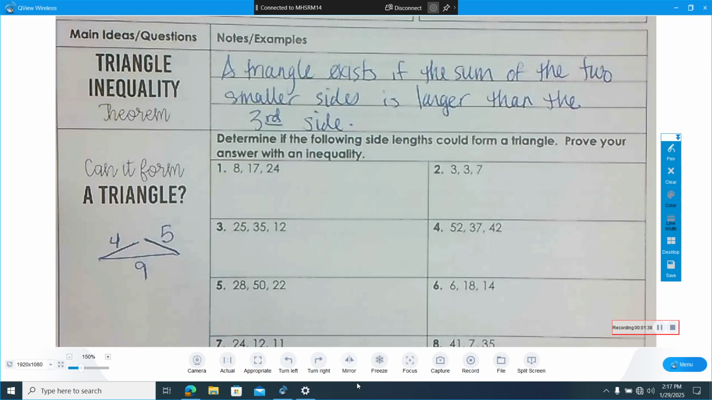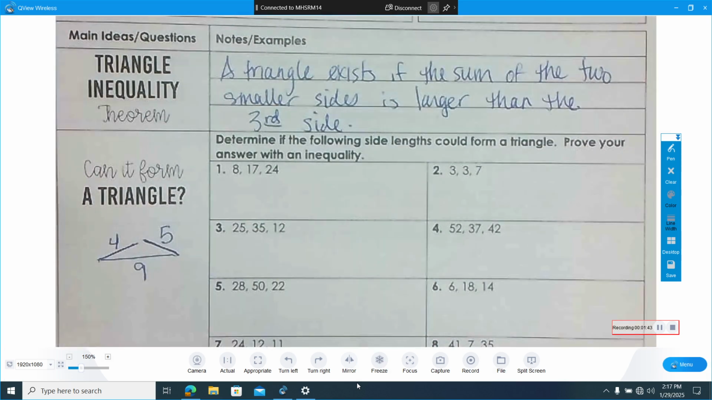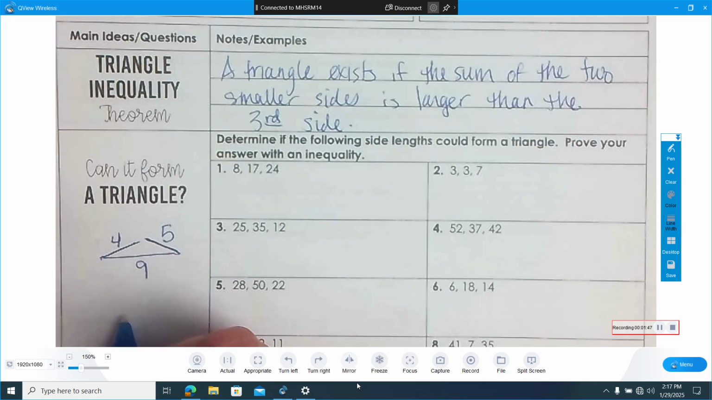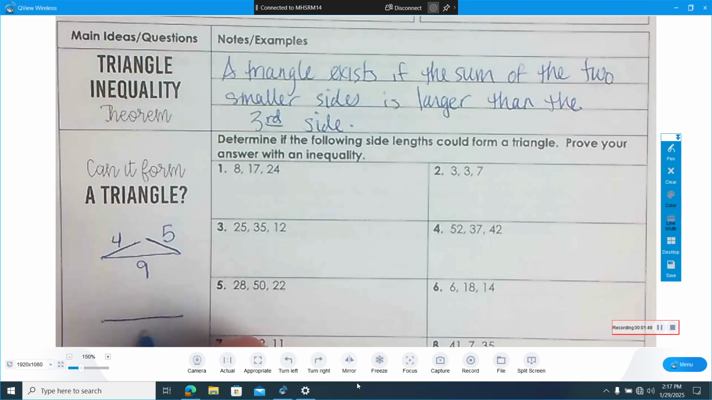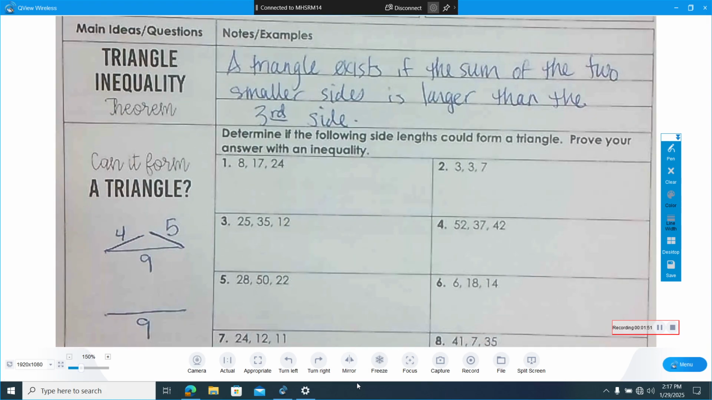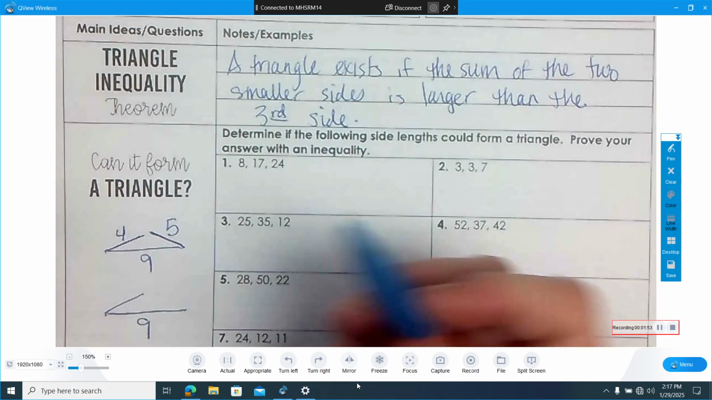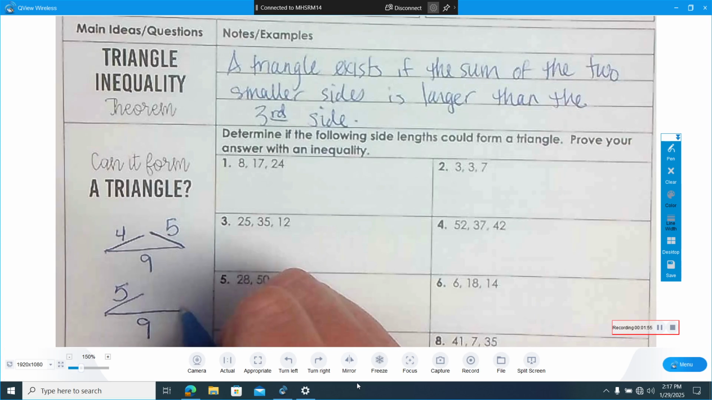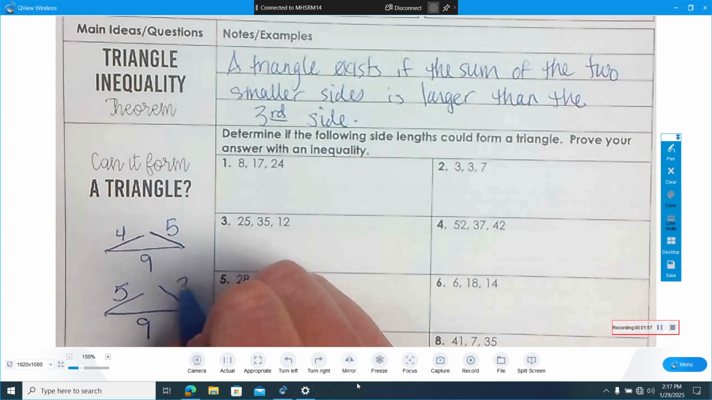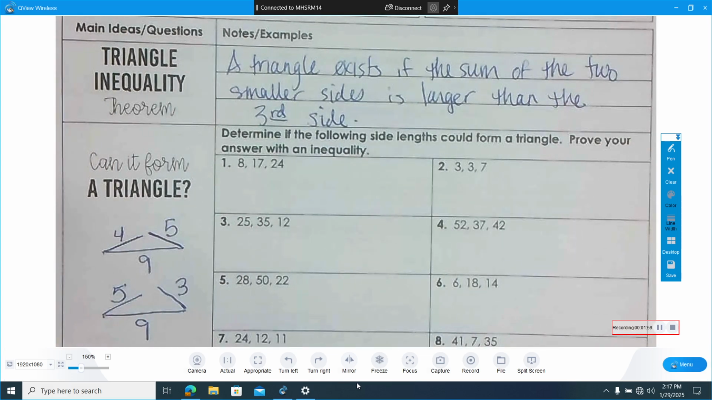So like 9.0001, and we'd have a little baby roof, okay? All right, so what about if I have a base of 9, and I have a side length of 5 and a side length of 3? Is that going to form a triangle?